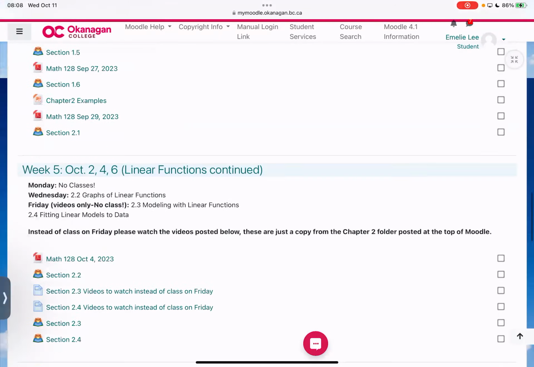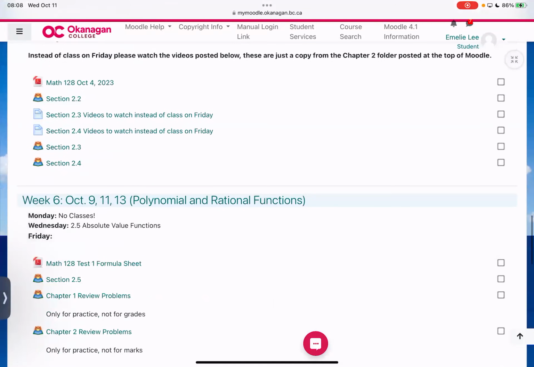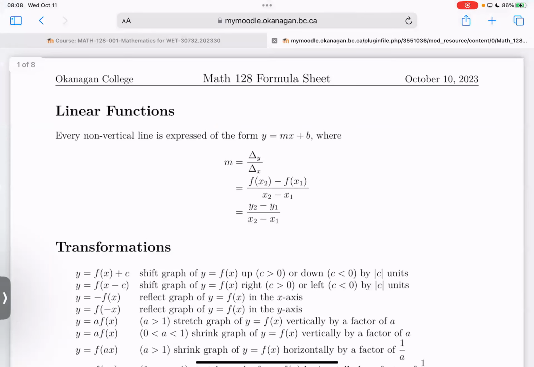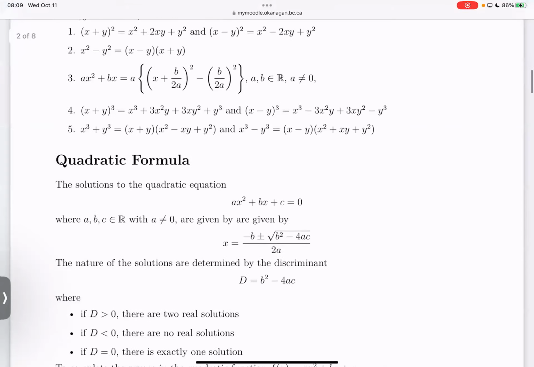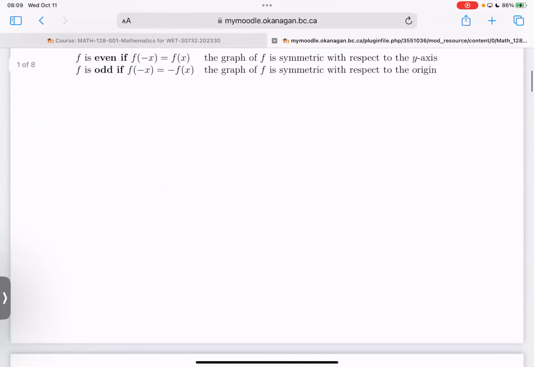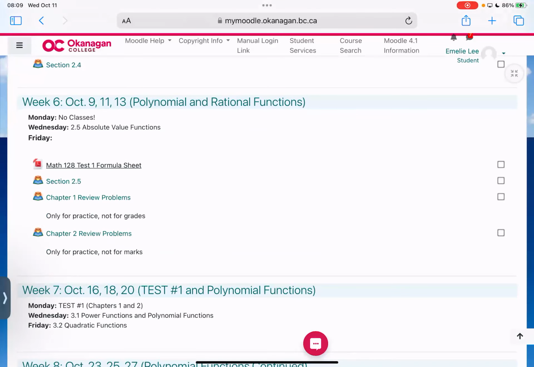Let's see here. What else? Oh yeah, this is my mistake. In this week, I put the test 1 formula sheet, and it was supposed to be just the first page, but it's the entire formula sheet again. Sorry, I'll re-upload it with just the first page, but now I've told you, so that was my mistake.